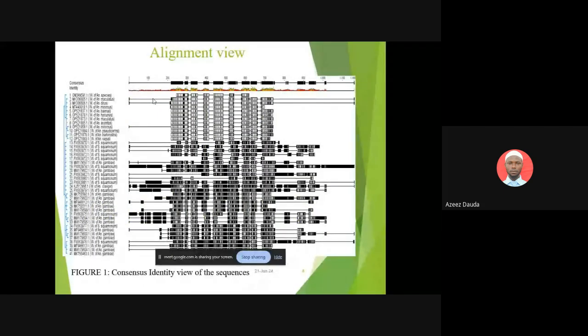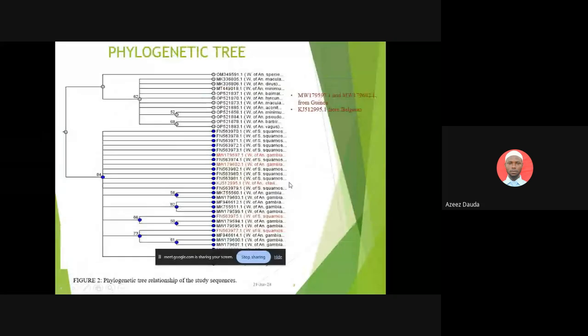This is the alignment view, where we were able to see some different consensus identity view of the sequences. You can see the first almost 12 or 13 here have almost similar sequences, while there are some deletions here, and we also have it in another way. And this is the phylogenetic tree showing what we observed.